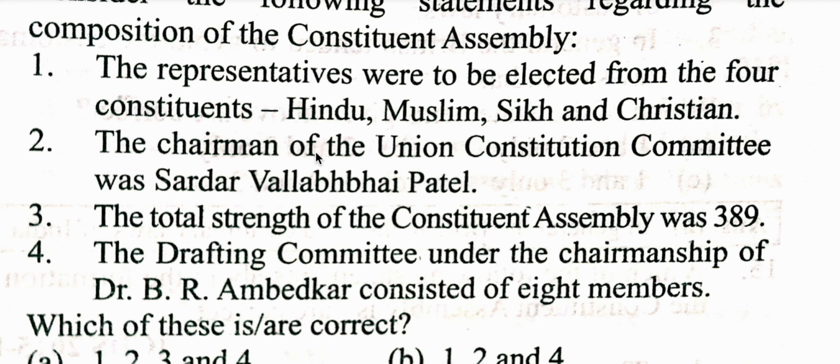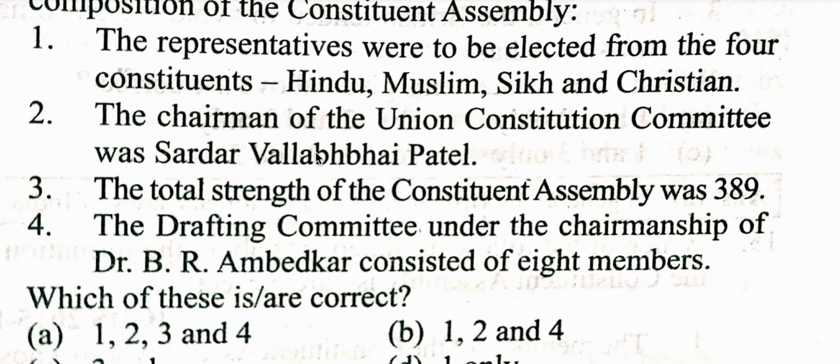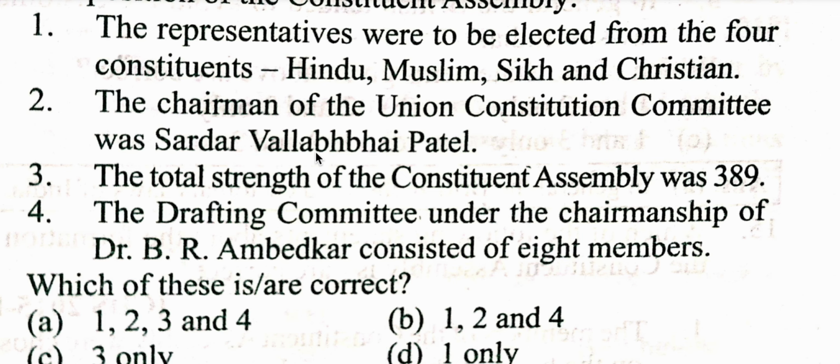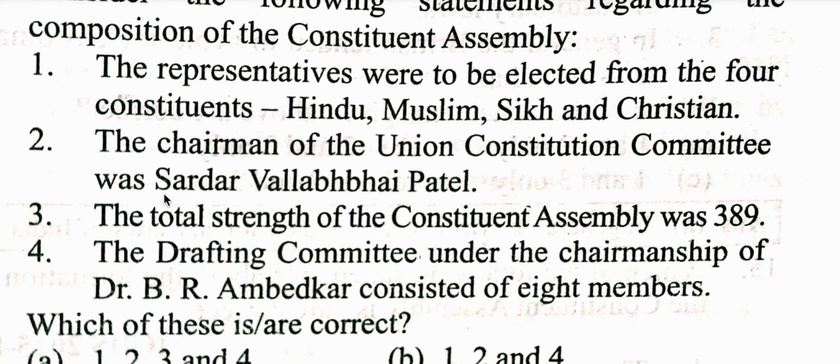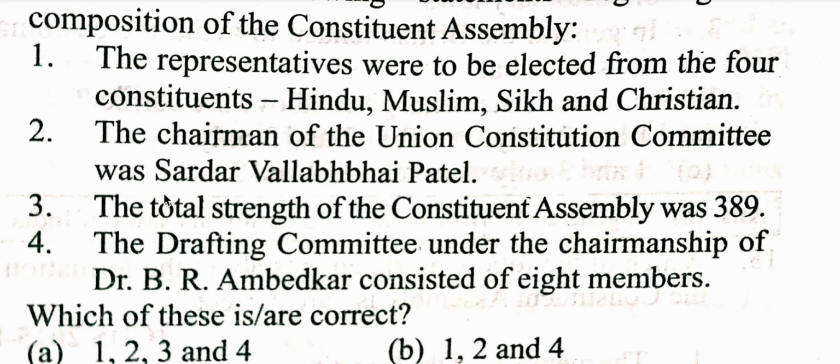So here the options are given, and we have to choose whichever is the correct one. So only option C is the correct answer because only the third statement is correct. The total strength of Constituent Assembly was 389.